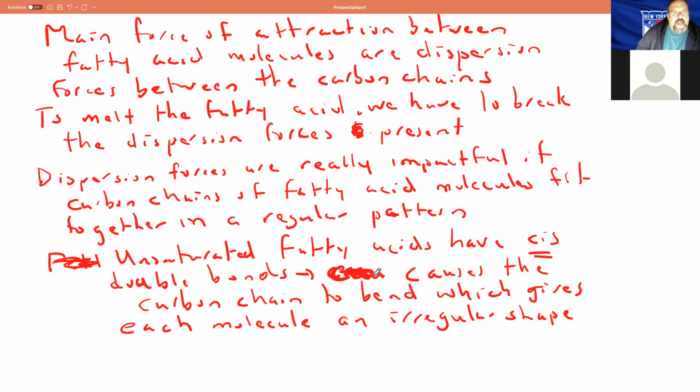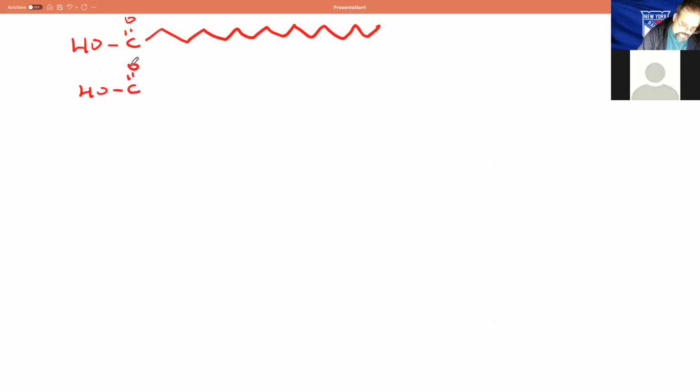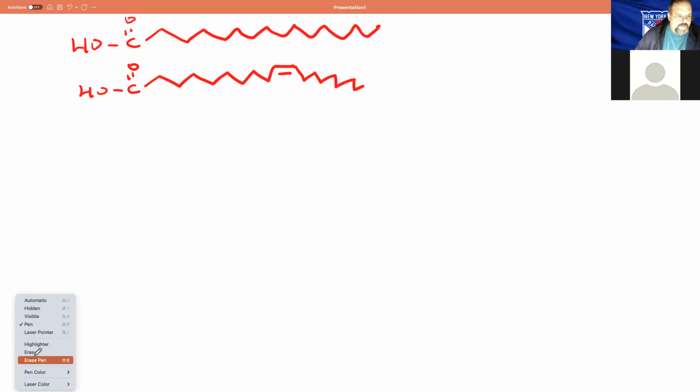So if you look at a saturated fatty acid molecule, the carbons don't go in a row, but if you follow the pattern, you could trace a line straight across to the other end. However, for an unsaturated fatty acid, once you get to that double bond, essentially what it does, and I probably didn't draw it as well as I should have.